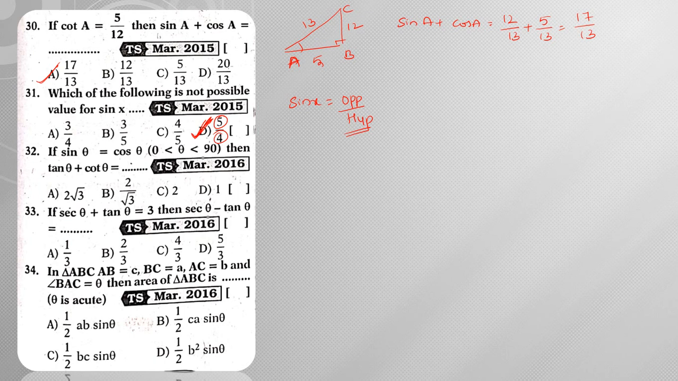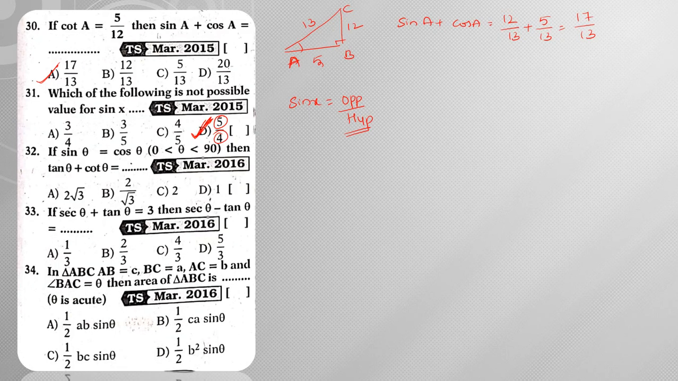Right. Next, question number 32. Sin theta is equal to cos theta, where theta belongs to 0 to 90 degrees. This is possible when theta is equal to 45 degrees. So theta is equal to 45, sin theta is equal to cos theta. Then tan 45 degrees plus cot 45 degrees. Tan 45 is 1 plus cot 45 is 1. So 1 plus 1 is 2. Hence the answer is option C.